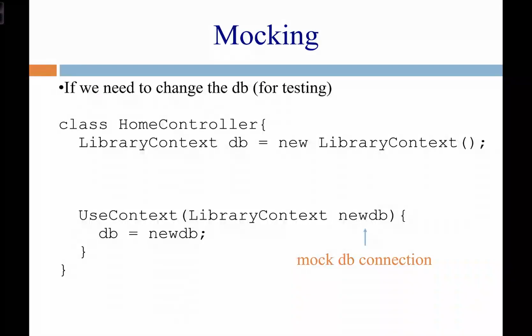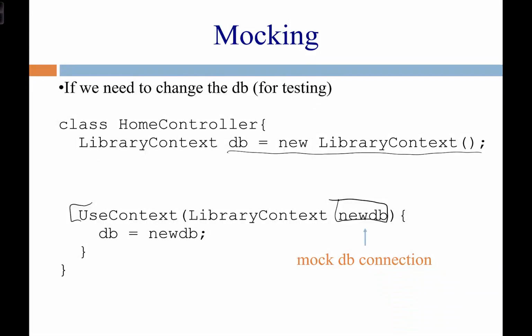So then, what we can do is provide an option to change which library context we're using, so that by default, it will just do this. And if we want to, we can invoke this useContext method. So we would invoke that in a unit test. We would say, after creating the home controller, we want to use this other library context. So that's going to be our library context that is connected to the mock database instead of the live database.